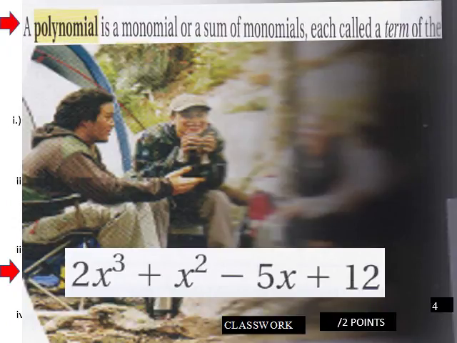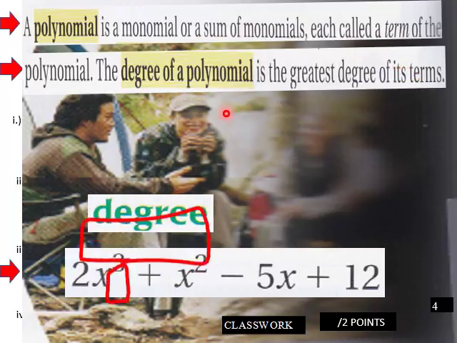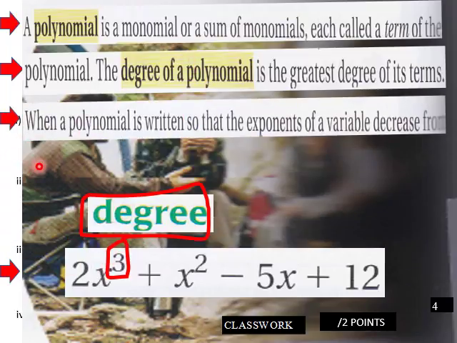Okay, a polynomial. A polynomial is a monomial or a sum of monomials, each called a term of the polynomial. We have a bunch of monomials here. That is a sum. The degree of the polynomial is the greatest degree of its terms. So we have a degree here of 3. This will be the degree of the polynomial.